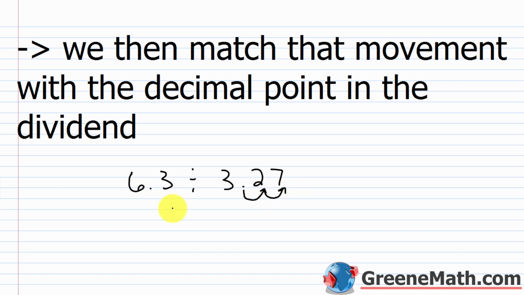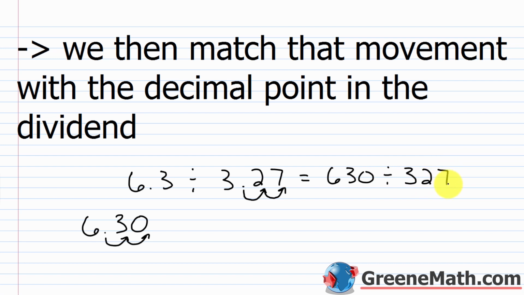I just have to match that movement in my dividend. So for 6.3, I'm going to put a 0 behind the 3, and I'm going to move this 2 places to the right as well. So I'm basically turning this into the division problem, 630 divided by 327.